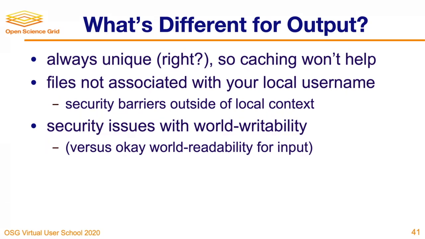Also, a lot of those output files are created locally in the job slot, and so they aren't associated with your OSG Connect user. So there are some security issues there. And also, we don't want things to be always world writable, right? So when we were using the web proxy, we talked about how everything got a public address. You don't always want the world at large to be able to write onto our file systems.